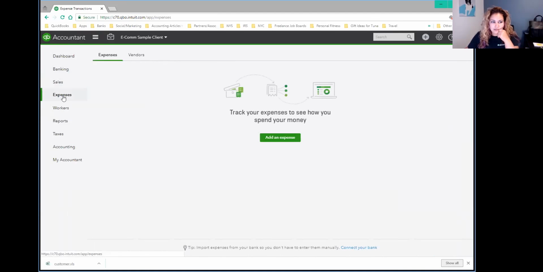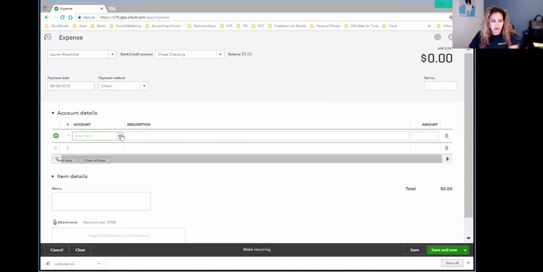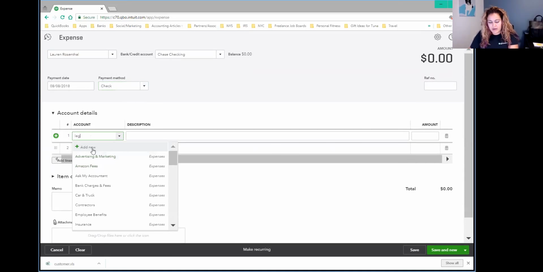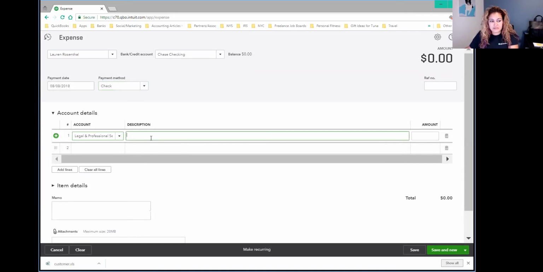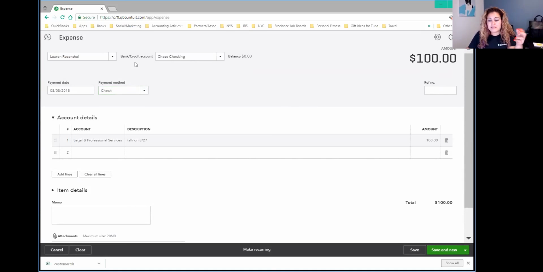And then we get to expenses. So let's say I am hiring Lauren again, and I'm going to pay her by check, and it's coming out of my Chase checking account. And I'm going to hire her for legal and professional services on 8/27, and I'm paying her $100, right? So now I've created an expense that's going to hit my bank account directly.